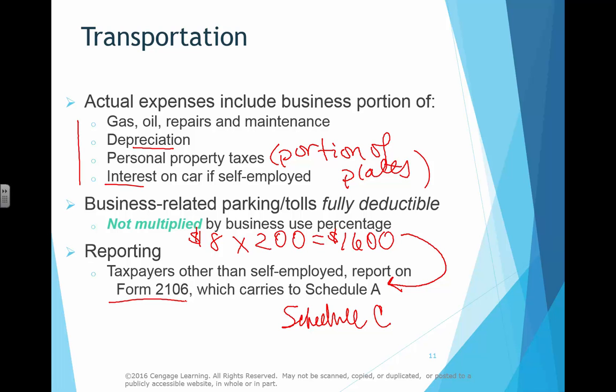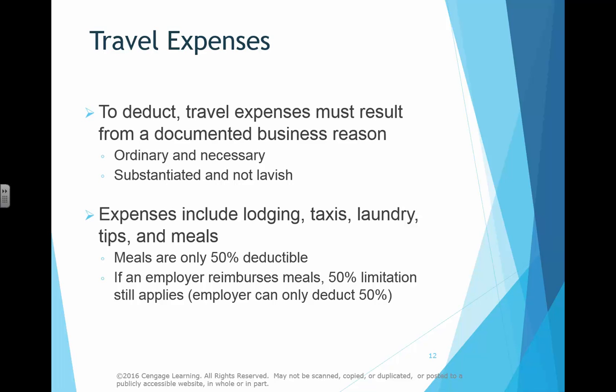They end up on a 2106, which carries to a Schedule A. Okay, travel, and this will be the last topic that I'll do for today. Travel is different from transportation because you're leaving your tax home. You're leaving your regular place of business. So in order to deduct travel, you must obviously be going for a documented business reason. It's got to be ordinary and necessary, and not lavish.